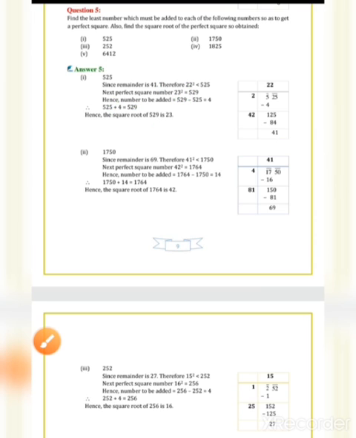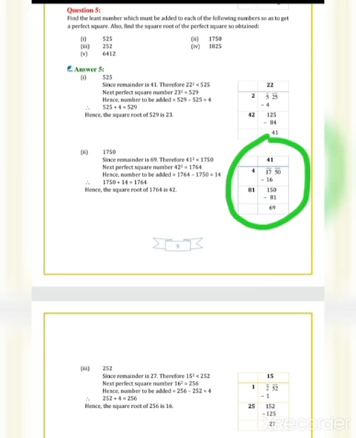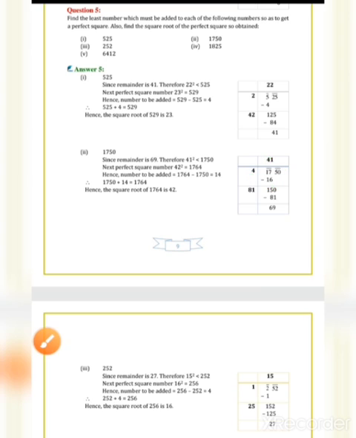After that you have to take another number, that is 1750. In this number you first do the division method. In the division method you know that 1750, first of all we put in the division. Then 4 4s are 16, 17 minus 16, that gives 1, and 50 over here.